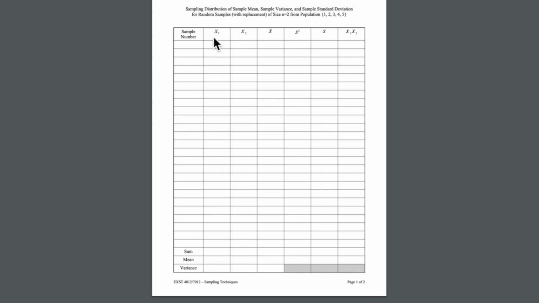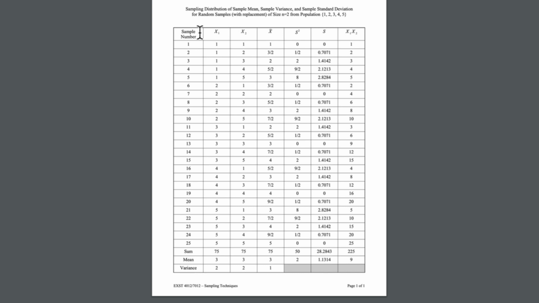The observations comprising the sample are going to be denoted by x1 and x2. These are the 2 random variables comprising the sample. What I wanted you to do is to enter the possible values for x1 and x2 for all 25 possible samples. And then for each of those samples, calculate the sample mean, the sample variance, and the sample standard deviation, as well as the product of x1 and x2. When you do that, this is what you get.